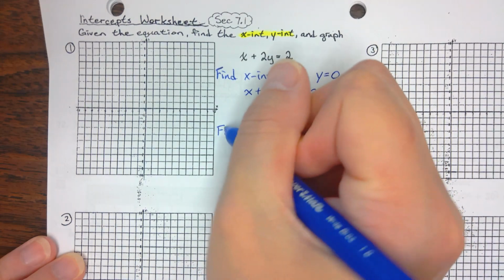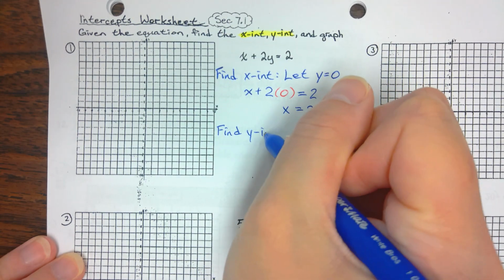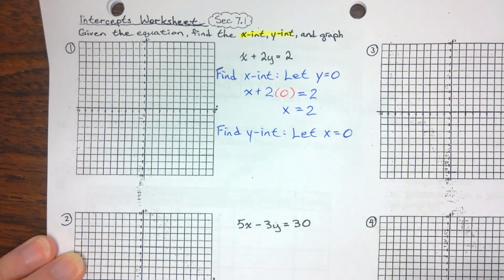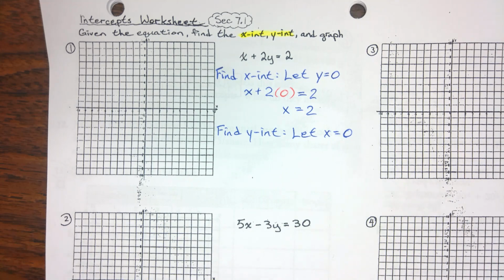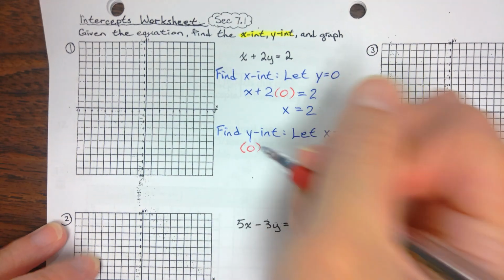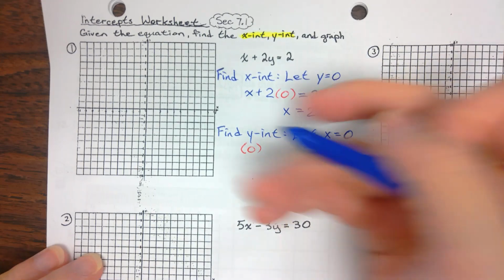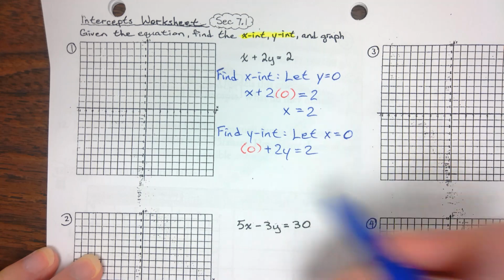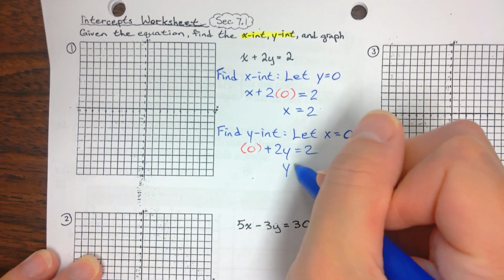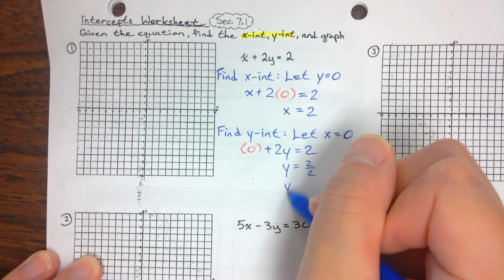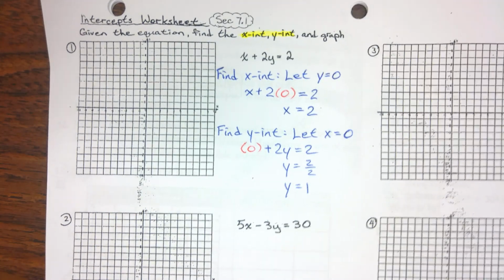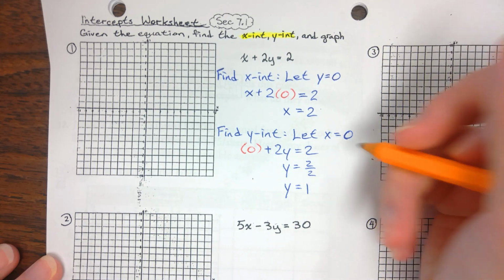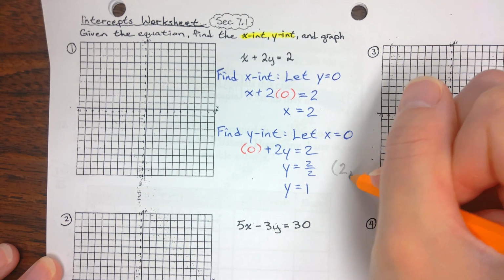Similarly, if I want to find the y-intercept, I'm going to let x equal 0. Okay? So when x is 0, and notice when I do the substitution, brackets, brackets, brackets, you have to put brackets. Plus 2y equals 2. So when you divide it, you get 2 divided by 2, and you get y equals 1. Okay? So does that mean I formed the point 2, 1?